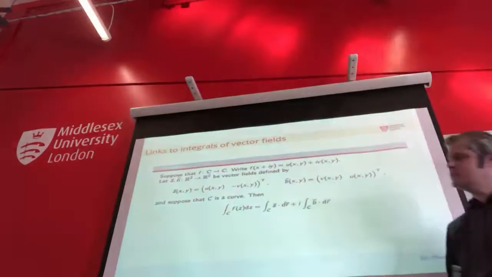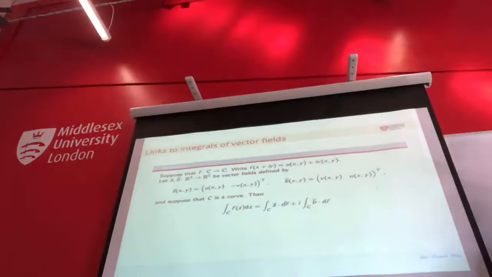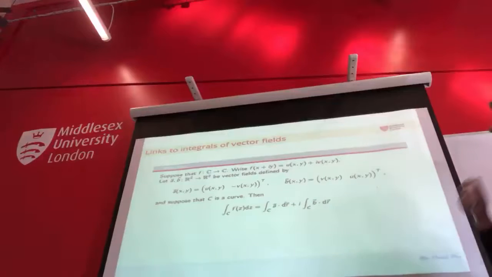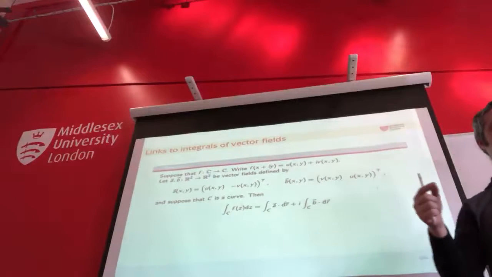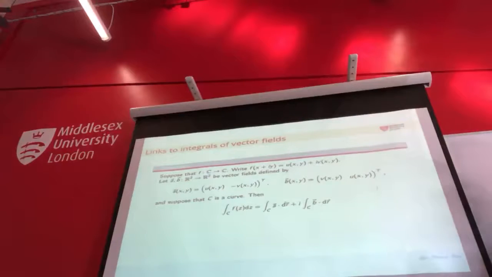Now, the point of this theorem, or lemma really, but for some reason I called it theorem, is that we're going to link complex parameterizations to real parameterizations. And the point is then I don't need to prove all that stuff again.